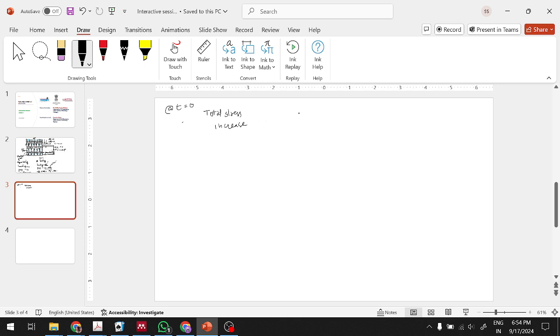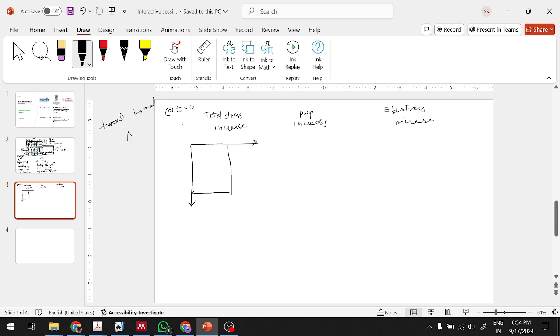We'll have a pore water pressure increase, and we have an effective stress increase. So at T equal to 0, the total stress increase will be equivalent to our total loading. Total load is delta sigma, the excess load that we have applied.